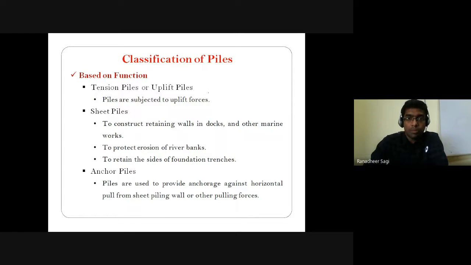And tensile piles are uplift piles. They are the piles which are subjected to uplift forces. Such kind of piles we call tensile piles or uplift piles.